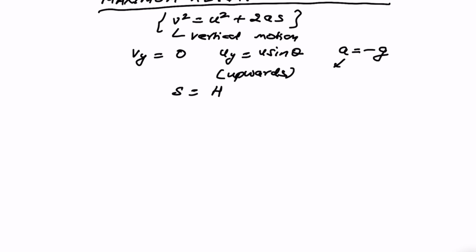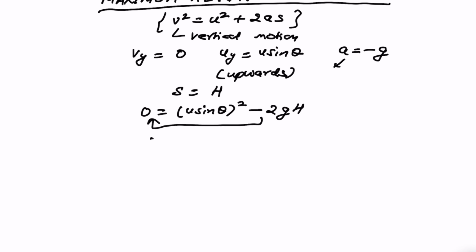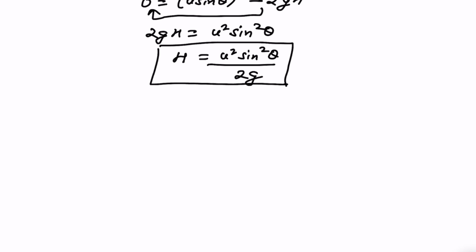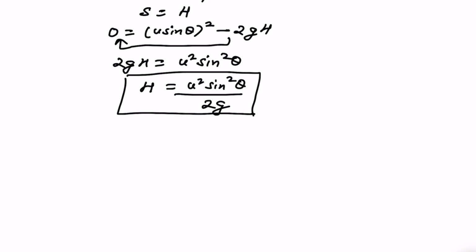Now if we substitute these values in the third equation of motion, we will get Vy is how much? 0. U is how much? U sine theta square minus 2 into g into h. If we take this term to the other side, I will get 2gh is equal to u square sine square theta. So the value of h will become u square sine square theta divided by 2g. So this is the formula for maximum height. We are denoting this by equation number 3.